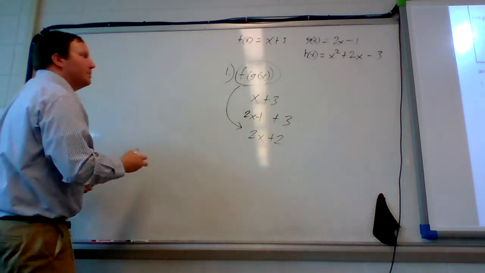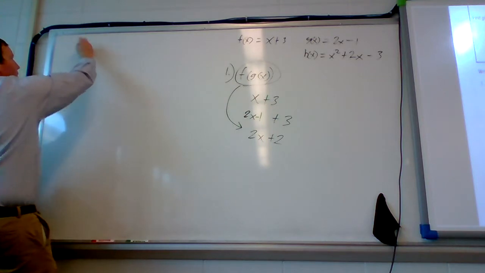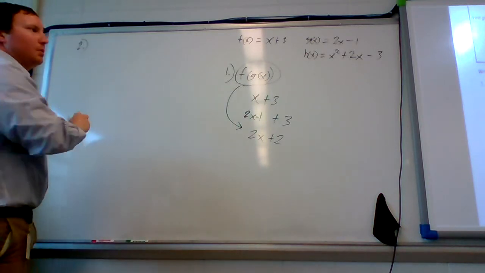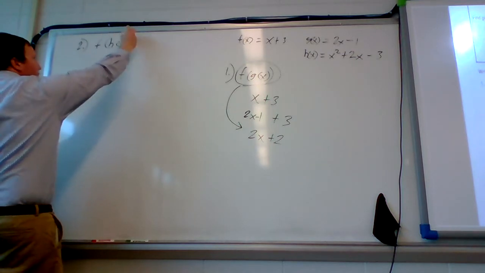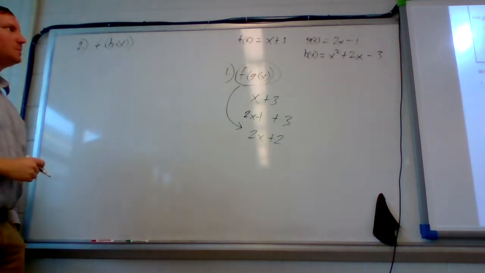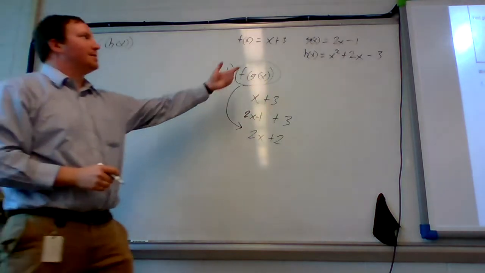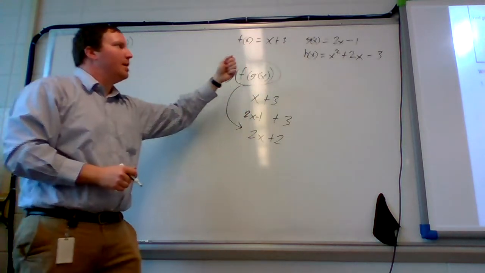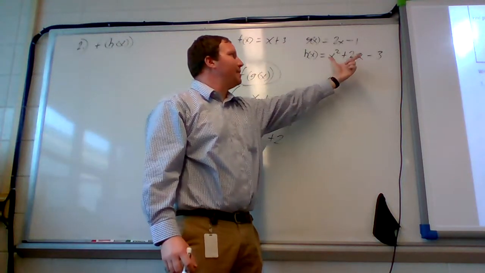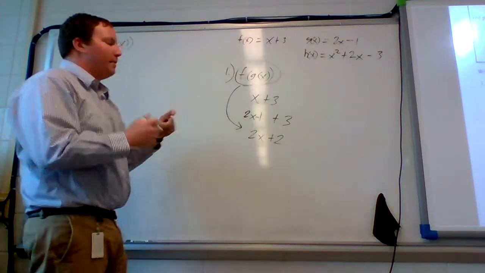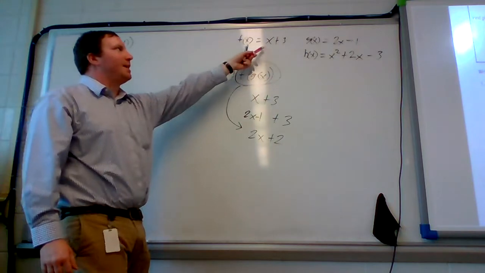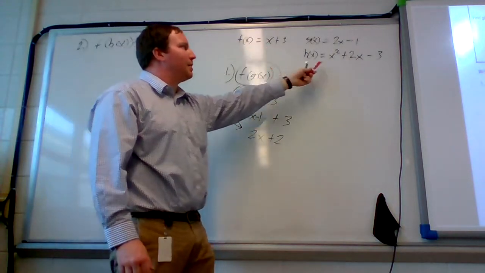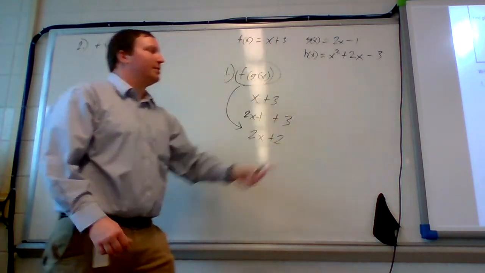So let's do another one. Number 2, we're looking for f of h of x. So again, f of x is x plus 3. I'm plugging the equation of h of x in for f of x. So basically, anytime I come across an x when I'm writing this equation, I'm going to replace it with h of x.